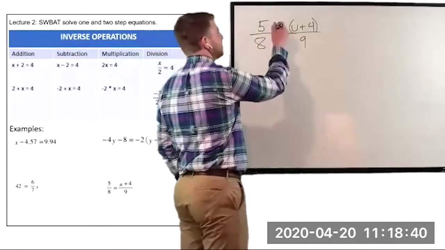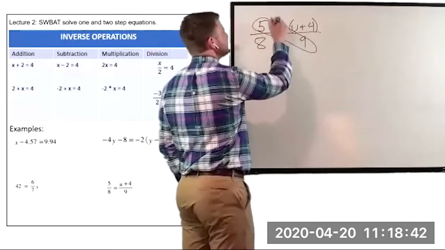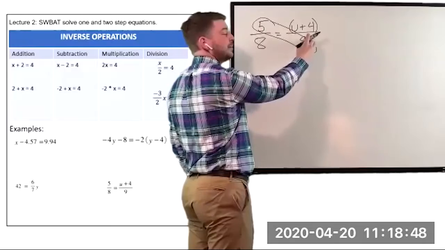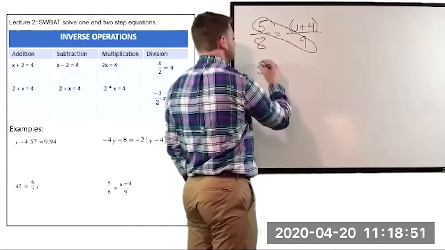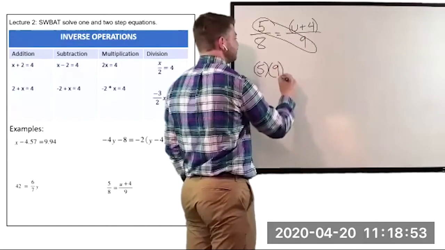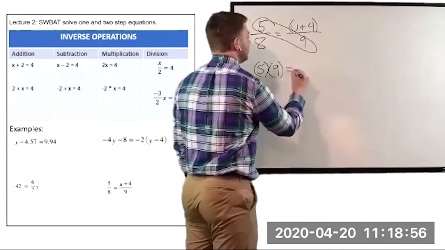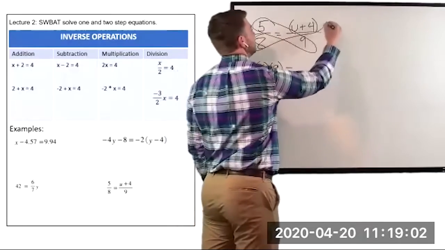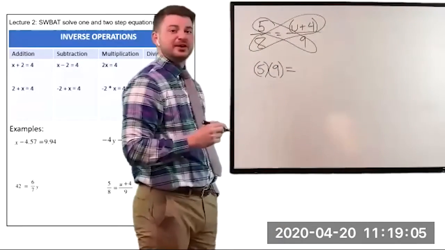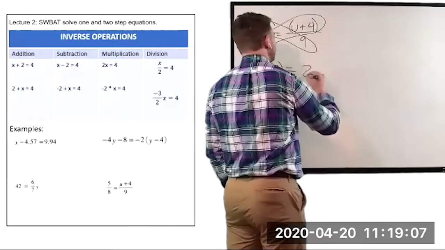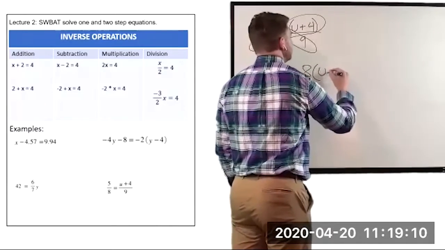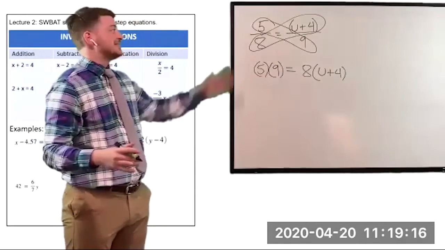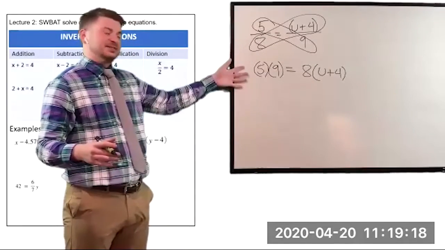So when I say cross multiply, I mean you take the numerator of one of your ratios and you multiply it by the denominator of the other ratio. So we have 5 times 9, and then you set that equal to the same thing, but the other way around. So we have the denominator of the one ratio times the numerator of the other one. So that is equal to 8 times this u plus 4 term. And now you have an equation that's really, really easy to solve. It was difficult. This is not easy to solve. This is easy to solve.